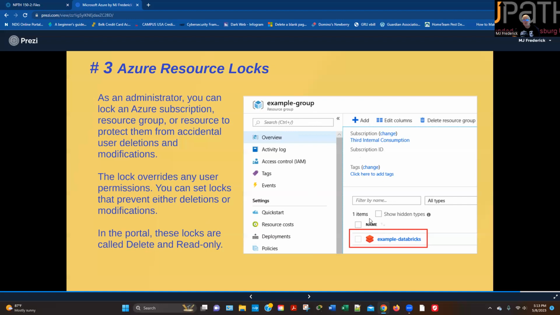Okay. And what we're doing here is we are looking at Databricks, and the subscription is called third internal consumption. If we need to, looking at policies and deployment and so on, we have the capability to set resource locks for these Databricks, overriding any permissions for any of those users, just to prevent any kind of deletions or modifications. And that's what we can do. And that's in this section here that you see an overview of an example of a resource group in Databricks.